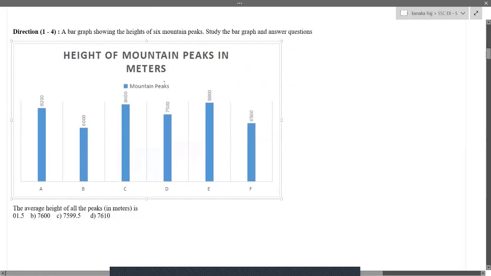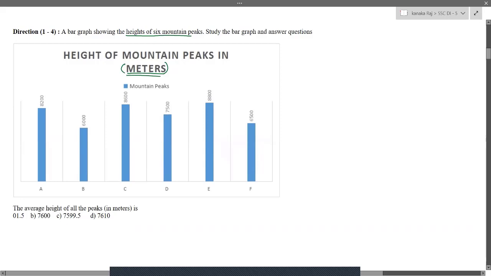What does it say? What is it representing? It is representing heights of 6 mountain peaks. So A, B, C, D, E, and F are 6 different mountains, and the height of its peak are being represented in this bar graph in terms of meters. So let's look at our first question.